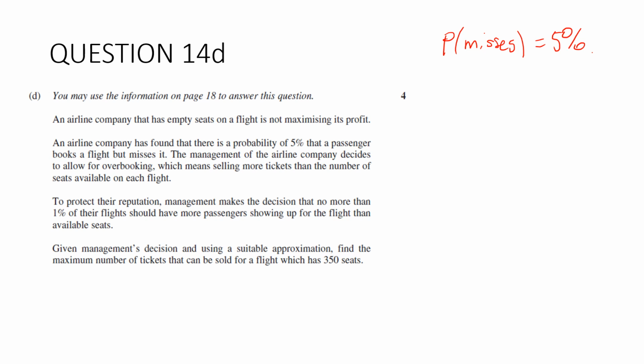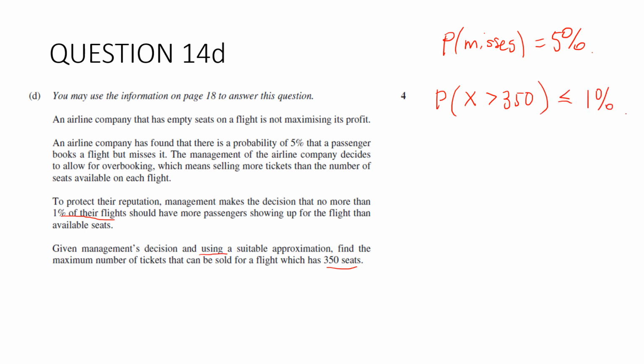To protect their reputation, management makes the decision that no more than 1% of their flights should have more passengers showing up for the flight than available seats. Given management's decision and using a suitable approximation, find the maximum number of tickets to be sold for a flight which has 350 seats. So we want the probability that we have more than 350 people turning up to be less than or equal to 1%.